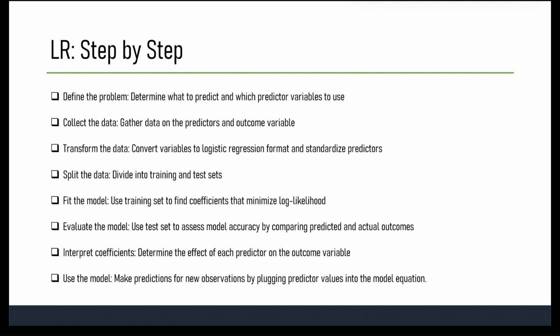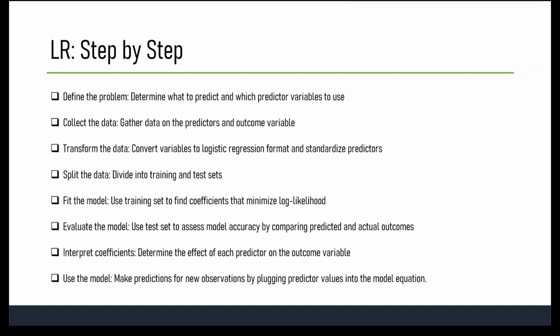This involves finding the values of the coefficients, that is beta naught, beta 1, beta 2, etc., that minimize the sum of log likelihood in the data, and the log likelihood measures how well the model predicts the observed outcome. Then we evaluate the model. So we use a test set to evaluate the accuracy of the logistic regression model.